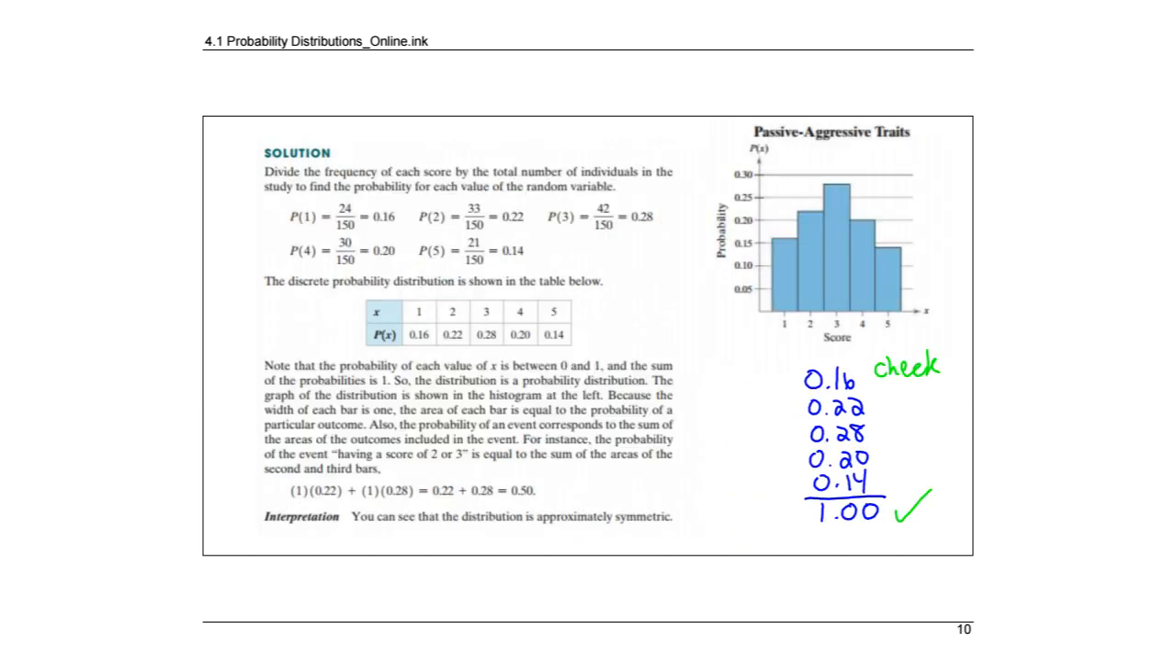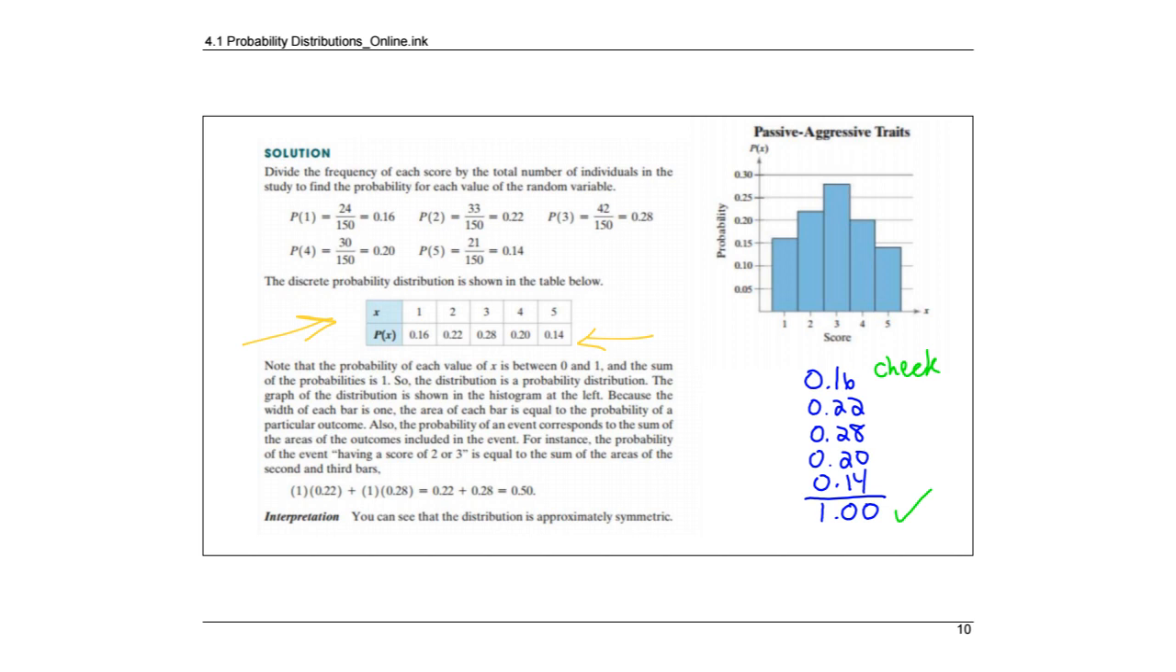Okay, so here's the same problem. I created a table here where I have X, the discrete variable, and I have the probabilities that we found on the last page. So I do need to double check and make sure that each of those is between 0 and 1 inclusive. Looks good. I have 0.16, 0.22, 0.28, 0.20, 0.14. So none of those are negative. None are greater than 1, so I'm good to go.